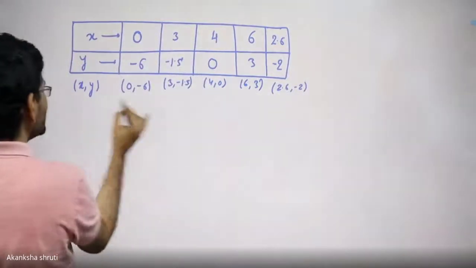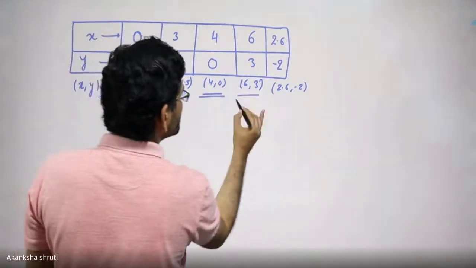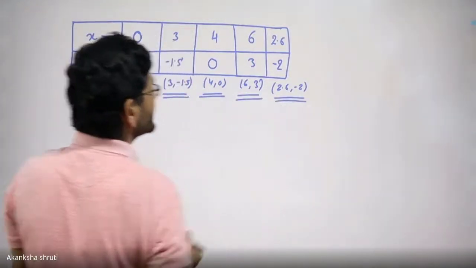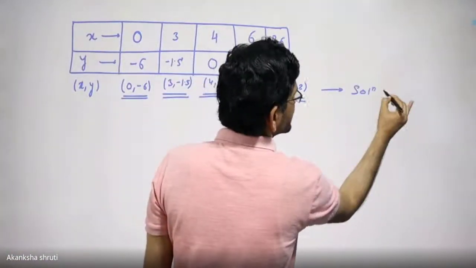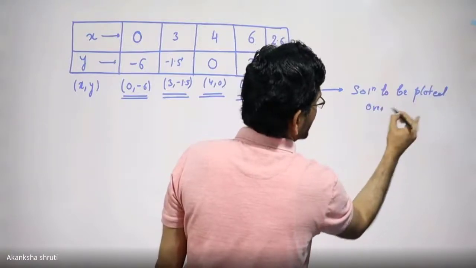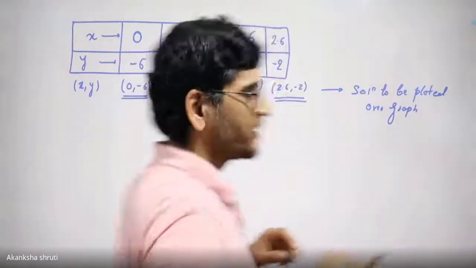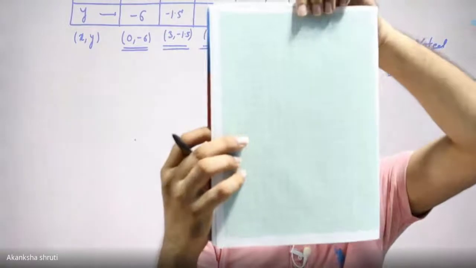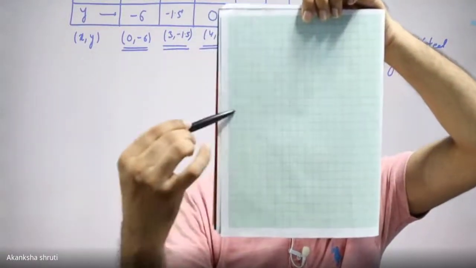So students, these are the points that we have to plot on our graph. These are the solutions to be plotted over graph paper. So students, take your graph paper now and draw it. Suitably, we have to take one horizontal line here.